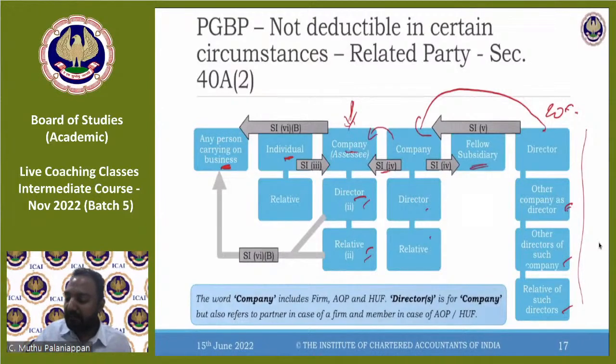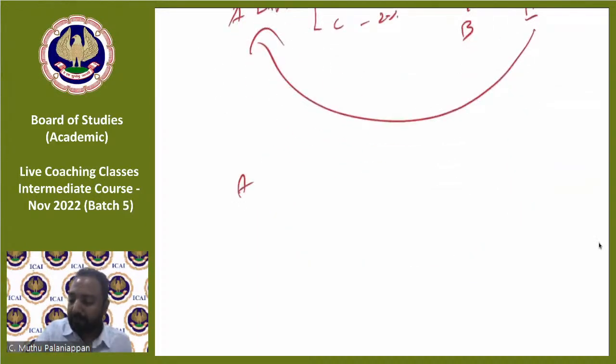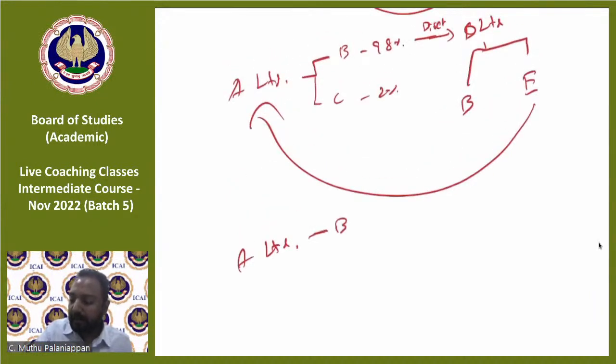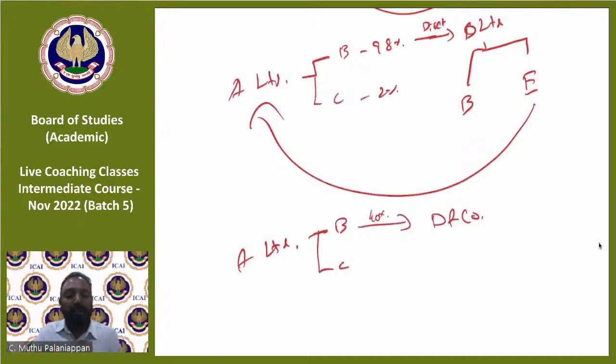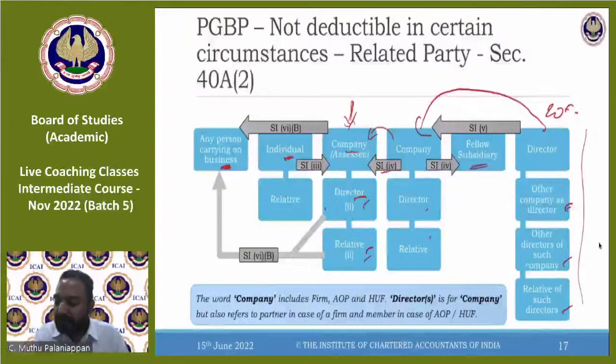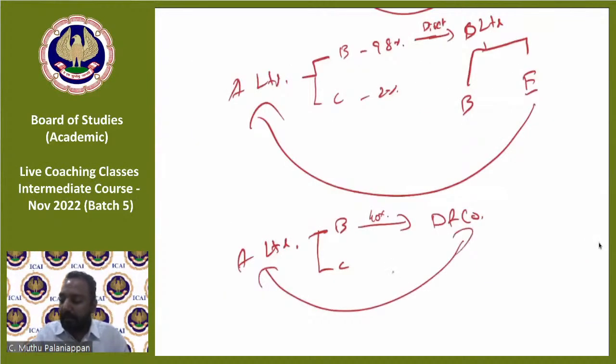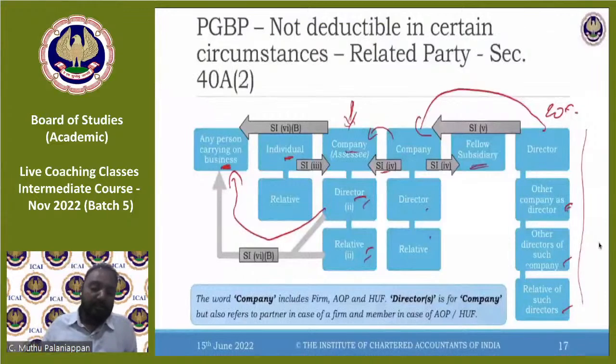So now what are we saying? We are saying A Limited, B is a director, C is also director. Now, B has invested in D and Co, a partnership firm. He owns 40%. So A Limited, B is a director. B has substantial interest in D and Co. Now D and Co and A Limited are related parties. So that's what this diagram is about.